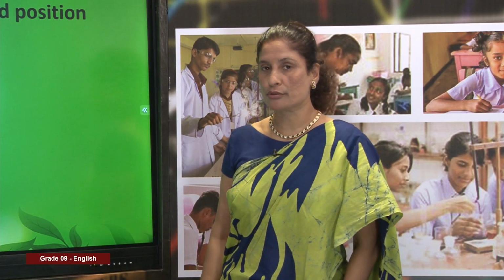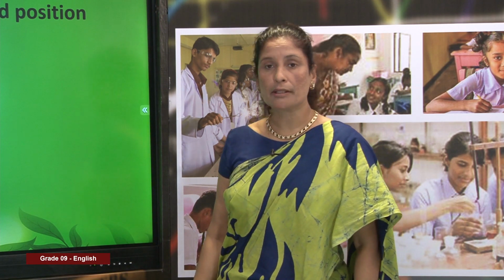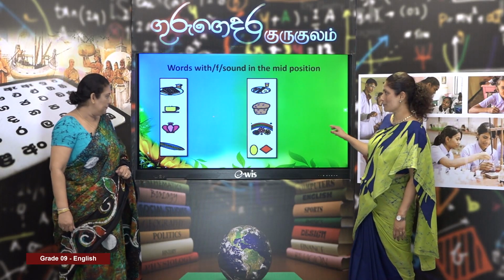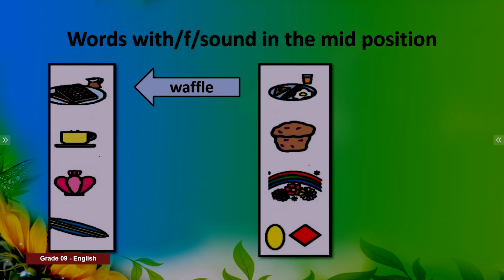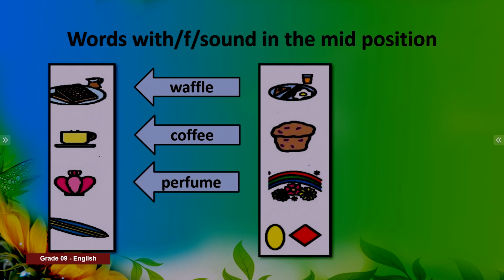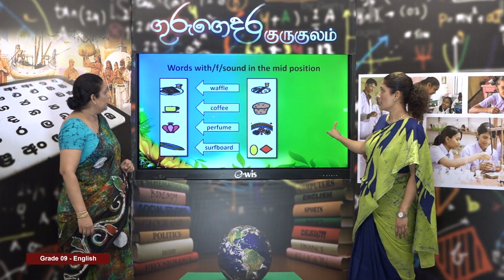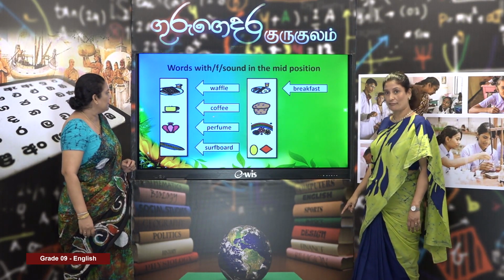Okay children, now we are going to see F sound at the mid position. Here you can see some pictures. Now Miss Nirmala, what is it? The first picture. Waffle. Second one. Coffee. How would it be if we had waffles with coffee at the cafe? Right children, so we are using the F sound in each and every word. Perfume. What is this word? Surfboard. Breakfast.